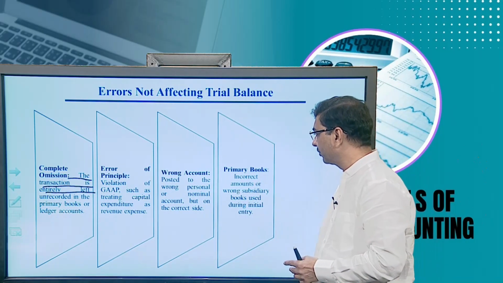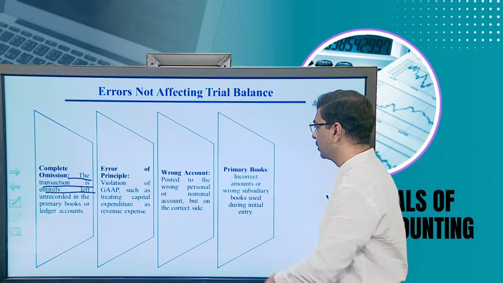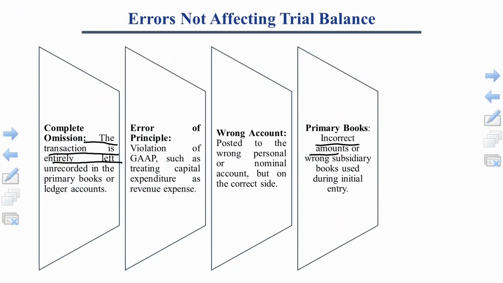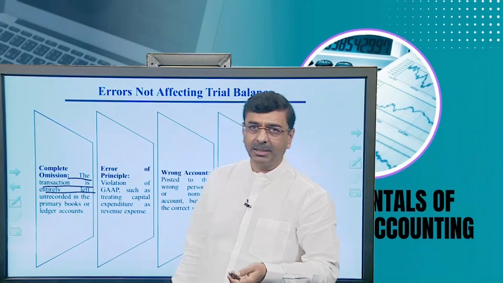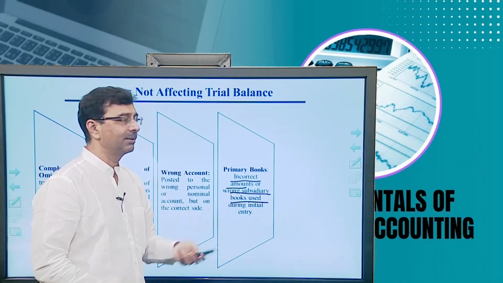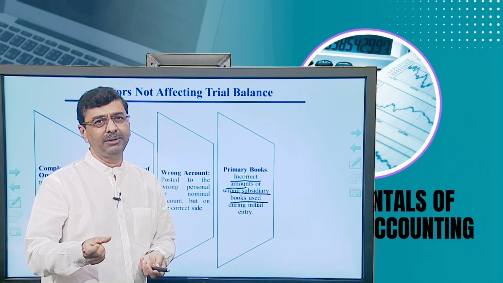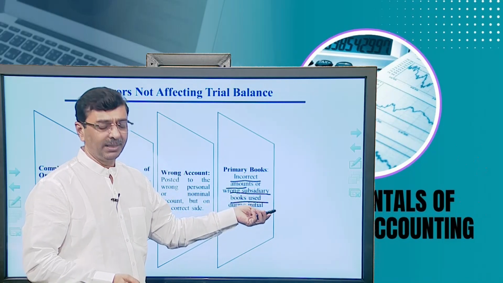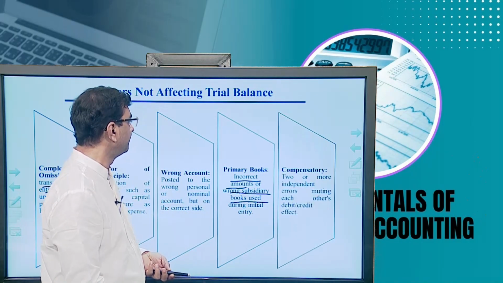Then primary books, incorrect amounts, which was actually an incorrect amount, as well as subsidiary books used during the initial entry. So that means the transactions which were recorded with the wrong amounts as well as the amount and account entry, that has to be identified and then it will be rectified.